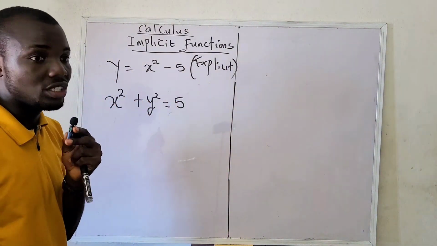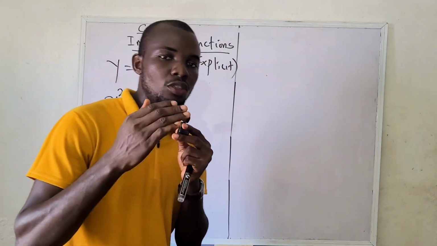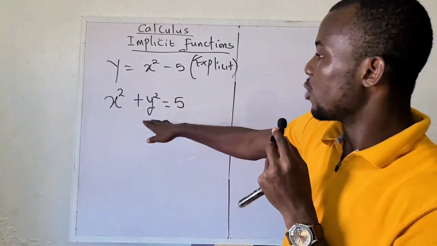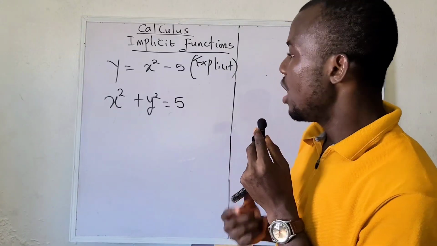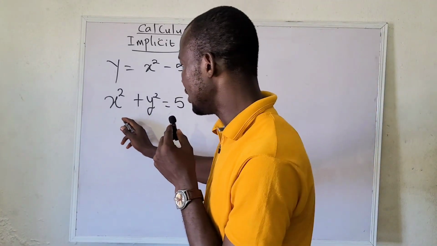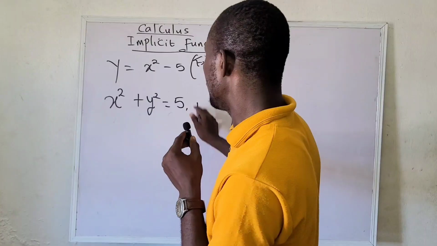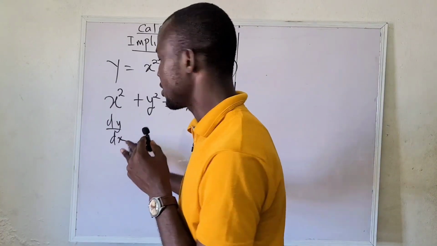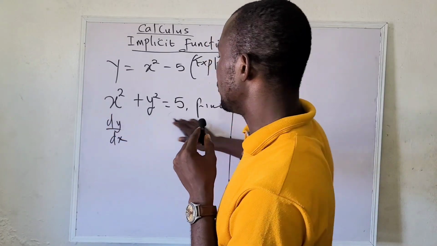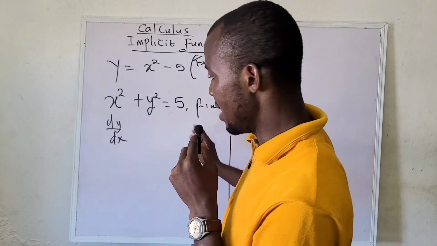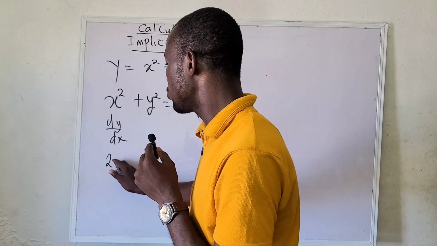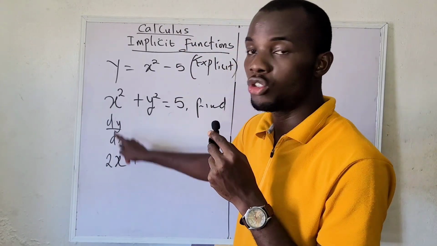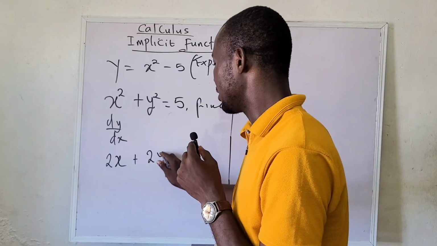So what are we going to do here? It is simple to differentiate it. It's just the same way you've differentiated an explicit function like this, so we are going to apply the same method here. If we are to find dy over dx, you differentiate both sides with respect to x. This one will give us 2x. But here, just like you would differentiate this one to give you 2x, this will be 2y.